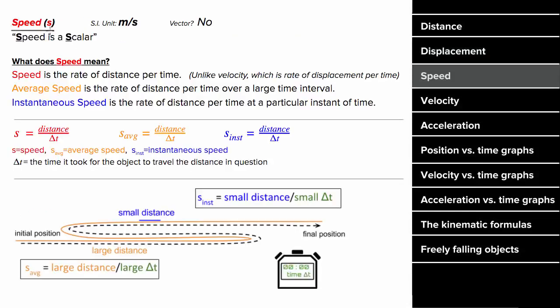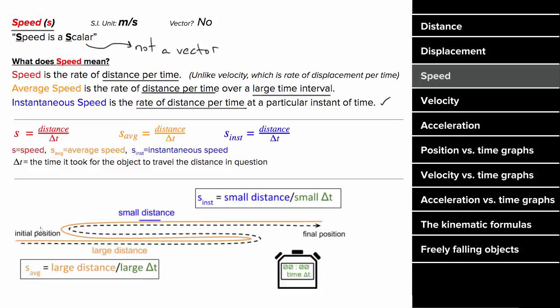What does speed mean? Speed is a way to measure how fast something's moving, and it's a scalar, which, for our purposes, is really just another way of saying not a vector. Speed is defined to be the distance per time. You could define the average speed as the distance per time over a large time interval, or you could define the instantaneous speed as the rate of distance per time at a particular moment in time.